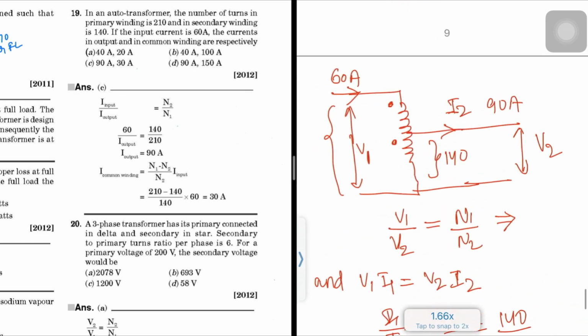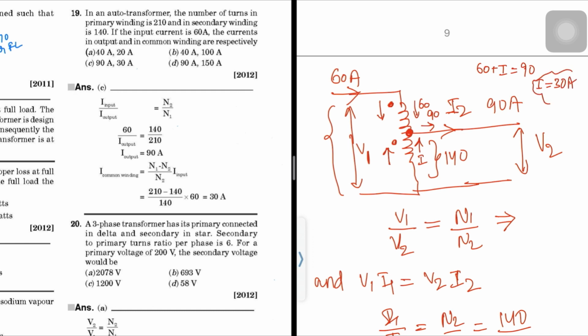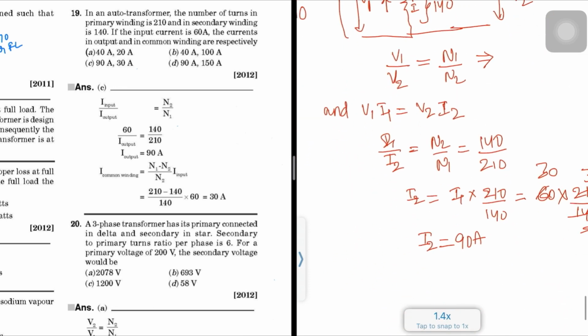If you see this diagram, the current enters here at the first dot and should leave at the dot on the second terminal. By nodal analysis, 60 is coming in, this is I, and 90 is going out. So 60 plus I equals 90, so I equals 30 amperes. This is the common current, and this is the secondary current. The output current is 90 and the common winding current is 30. So option C is the answer.